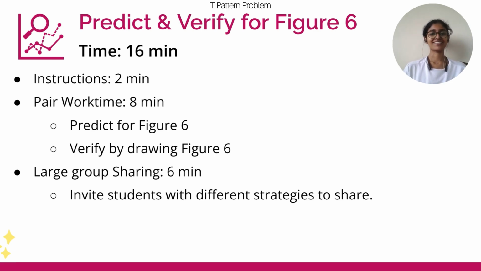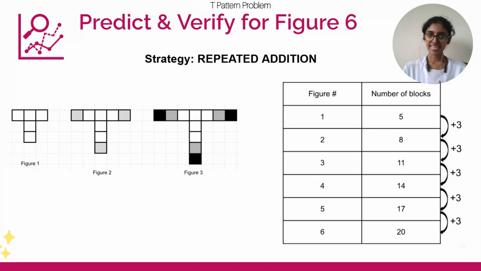Let's see what they are. The first strategy is repeated addition. If you can closely observe these figures, the difference between figure 2 and figure 1 is actually three blocks, one on either side and one on the bottom.